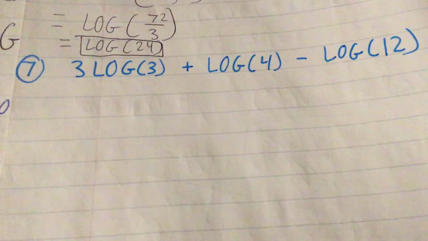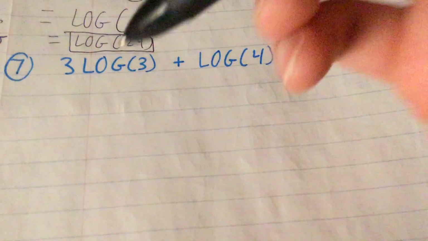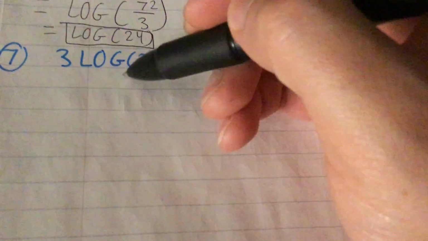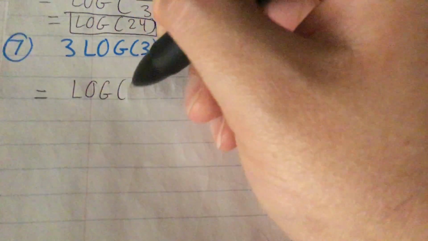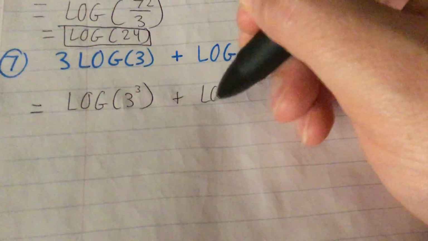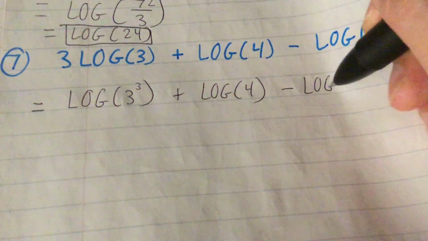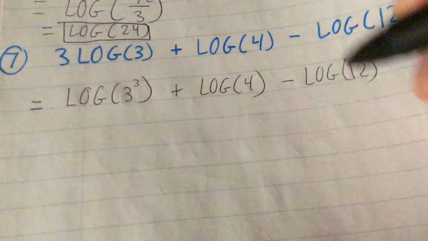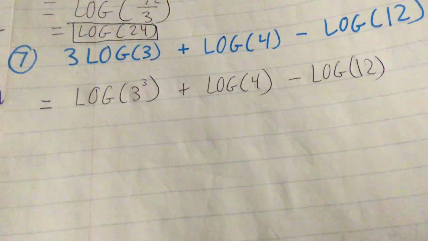Okay. All right. Now that you've paused it and done it on your own, hopefully, let's see what we can do. 3 log of 3. Well, if I have a factor outside, that becomes an exponent inside. So that becomes log of 3 to the third plus log of 4 minus log of 12. And the reason why I did what I did from here is because of the power factor rule.